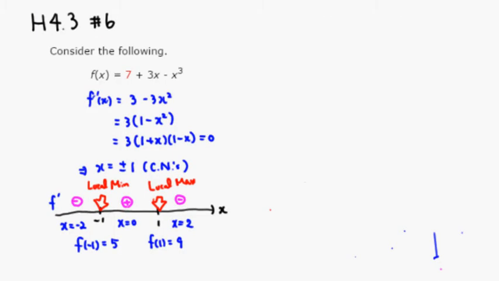And then we want to find the inflection point. So we take the derivative again and look at the second derivative. f double prime of x is equal to: the derivative of 3 is 0, and the derivative of the other term is -6x. Set that equal to 0, of course x is going to be 0.